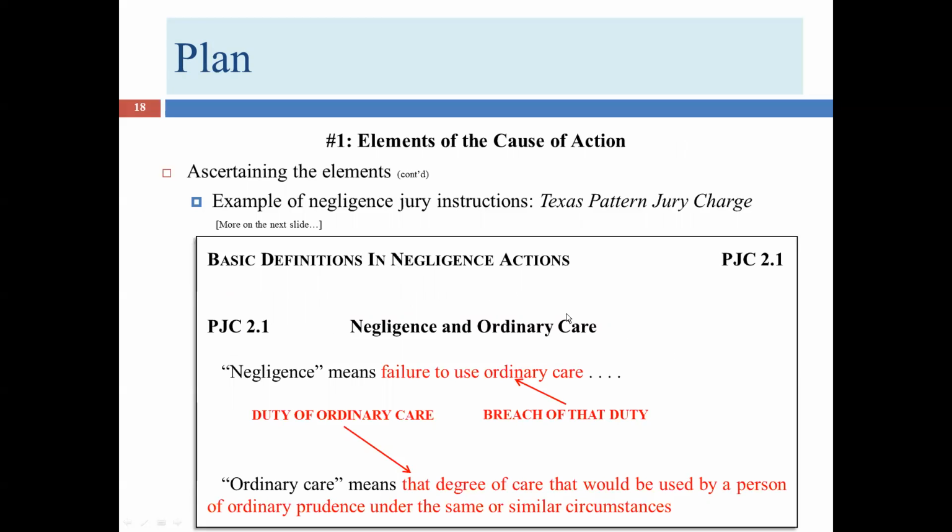This is actual language from the pattern jury charges in Texas. This kind of gives you a flavor as to what the jury is ultimately going to hear in the case, right? Okay. So negligence means failure to use ordinary care. Ordinary care means that degree of care that would be used by a person of ordinary prudence under the same or similar circumstances. Okay, so let's flip back here.